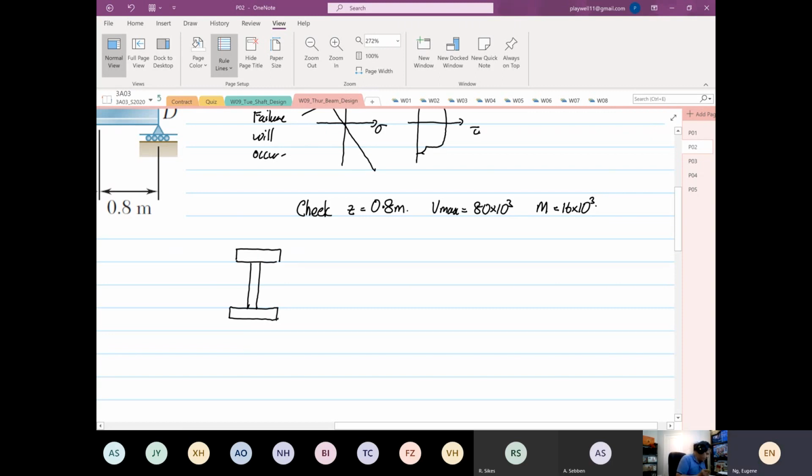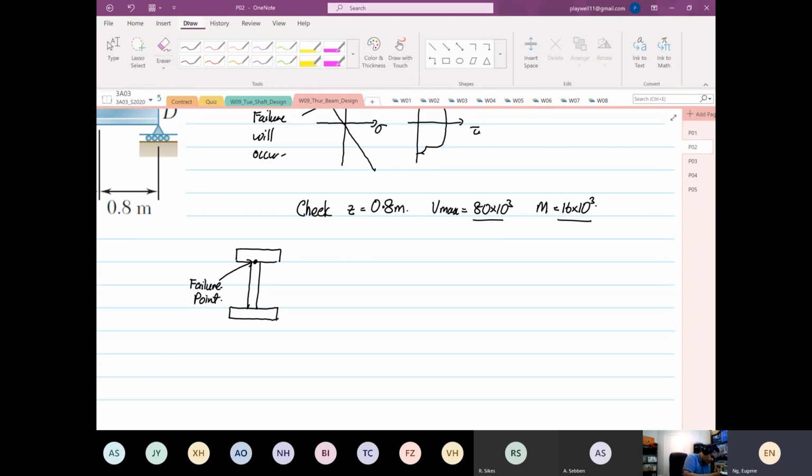So for this case, you have a combination of shear stress and bending moment. Okay, so the position to check is over here, because this is your failure point. When you have a combination of normal stress and shear stress, that is where you're going to check where failure will occur. Okay, so now we're going to draw.